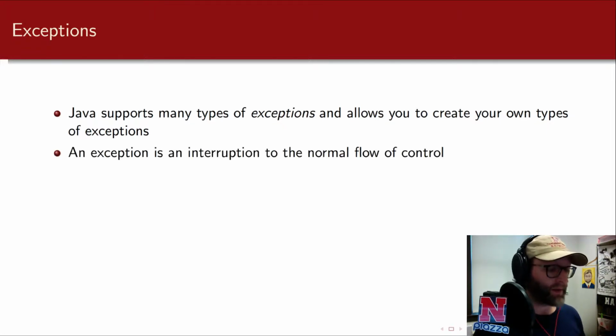Basically, an exception is an interruption to the normal control flow of a program. In other words, when something out of the ordinary happens, so an error condition occurs, an exception is raised, and we call that throwing an exception. And then your program can choose, in some instances, to catch that exception and then handle it.